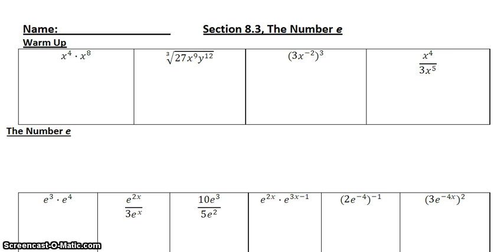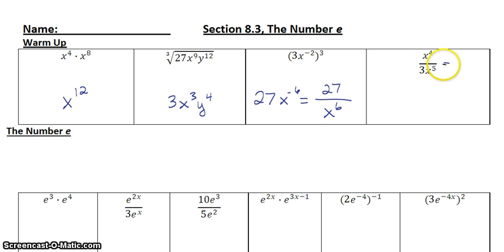Okay, if you have unpaused, let's check your answers. Add the exponents when I'm multiplying. Here I'm taking a cubed root and I end up with 3x cubed y to the fourth. Here I end up with 27x to the negative 6, and remember, 27 has its own exponent, so that does not move to the bottom, only the x to the 6 does. And last but not least, for this problem, when we simplify, we end up with 1 over 3x.